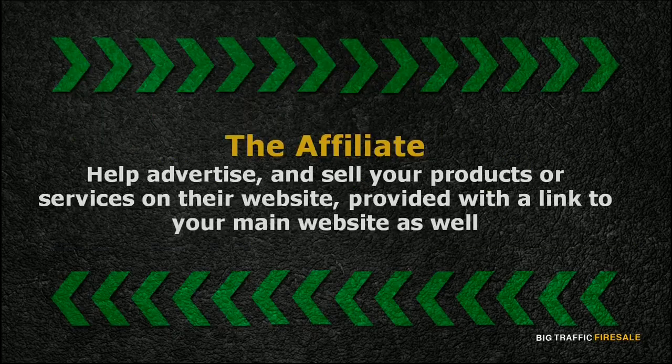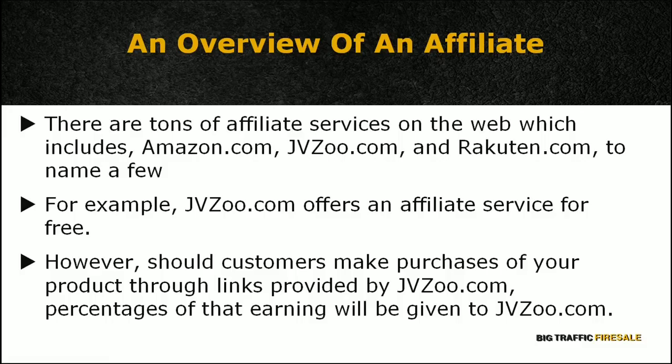First, the affiliate. An affiliate program requires you to seek an affiliate or associates to help advertise and sell your products or services on their website, provided with a link to your main website as well. There are tons of affiliate services on the web, which includes Amazon.com, JVZoo.com, and Rakuten.com, to name a few.